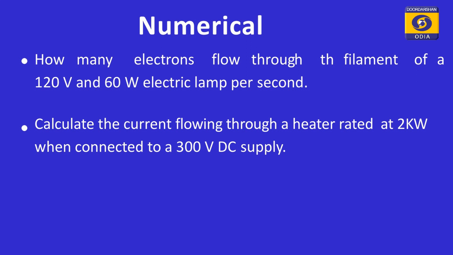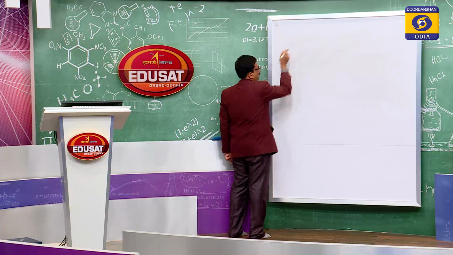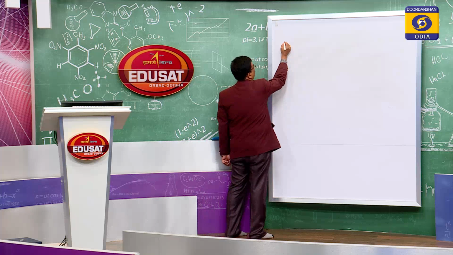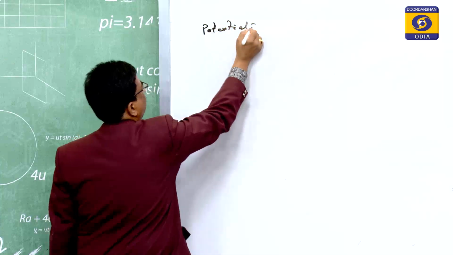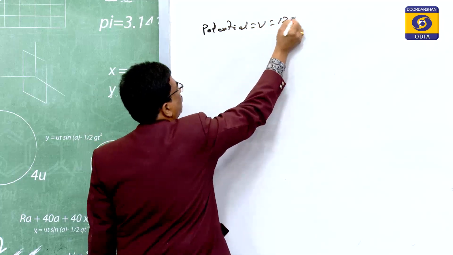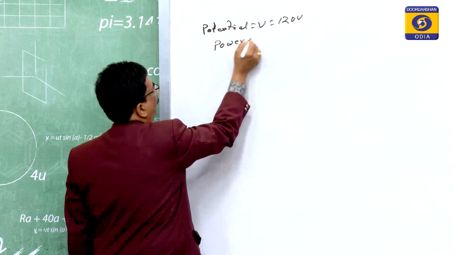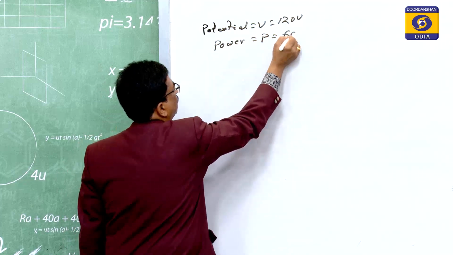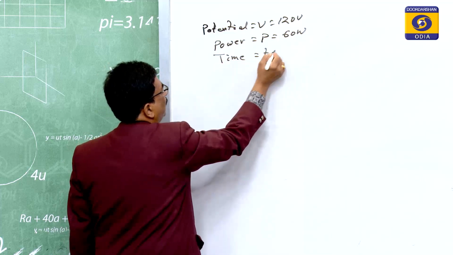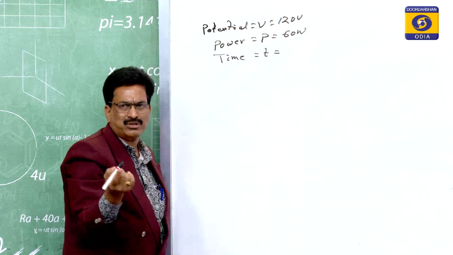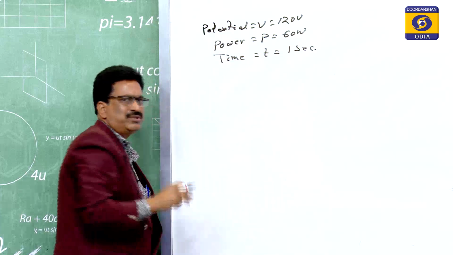So how will we proceed? After reading the question, you come to the second step: what are the data? The first data is the potential. Its symbol is V, and the value is 120 volt. Next, the power of that bulb is given. Power P is 60 watt. The third one supplied is the time. Time T is per second, that is 1 second. So these are the 3 data, which is the second step.